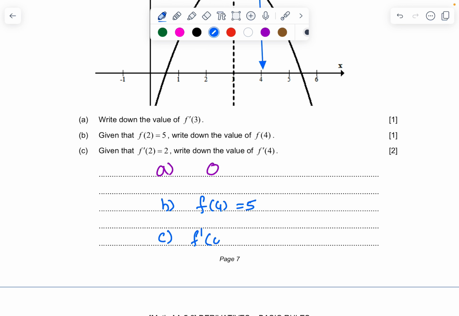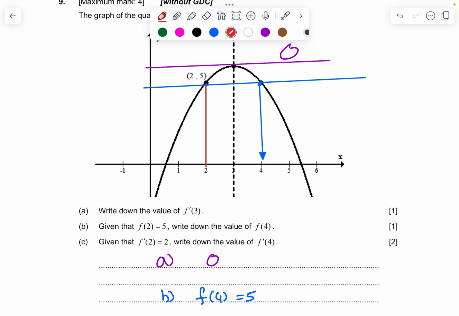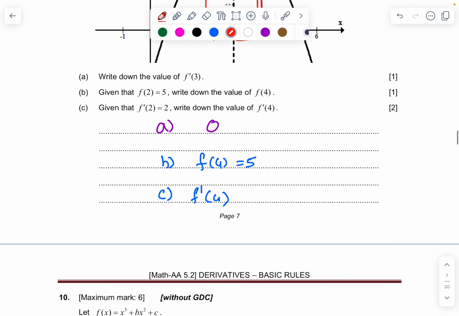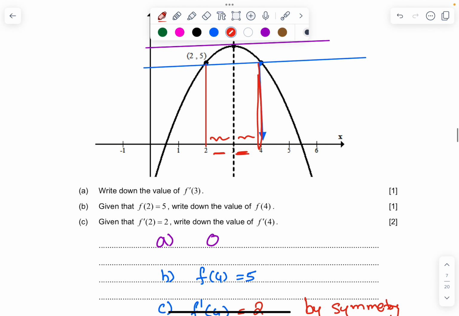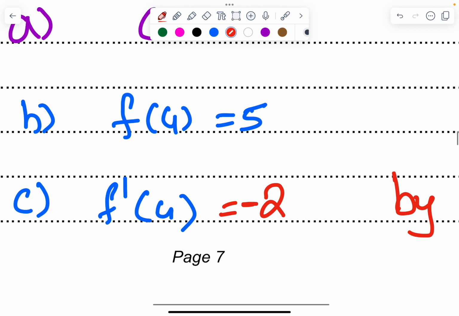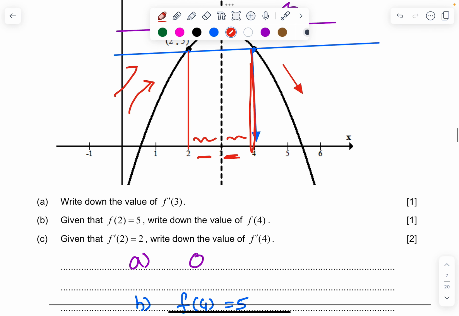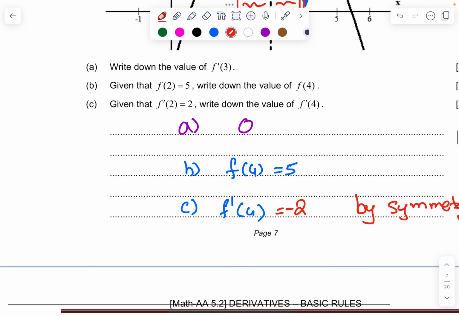So f prime of 4. We can see that the distance for 2 is the same as the distance for 4. It is the same distance. So by symmetry, that is also going to be nothing but 2. By symmetry, it will have the same answer. But this was going upwards and this is coming downwards. So therefore it has to be negative 2. Remember, f prime of 4 was going upwards, whereas it is coming downwards, so negative 2.